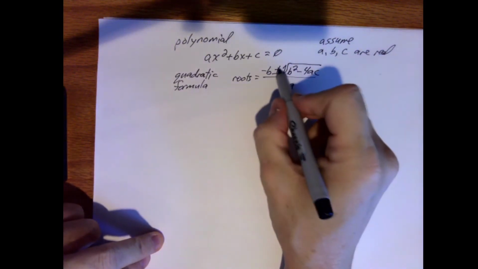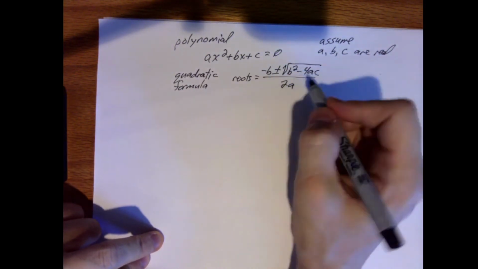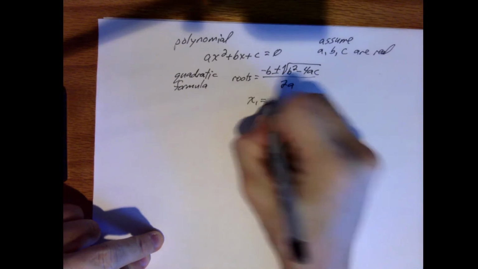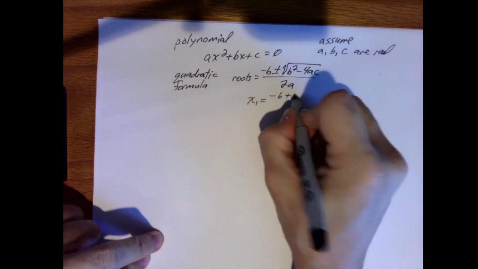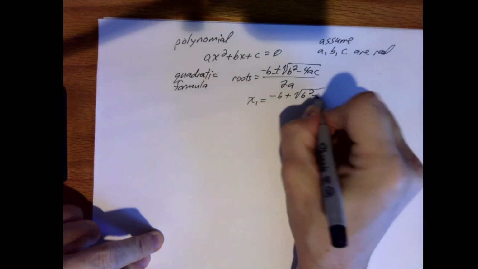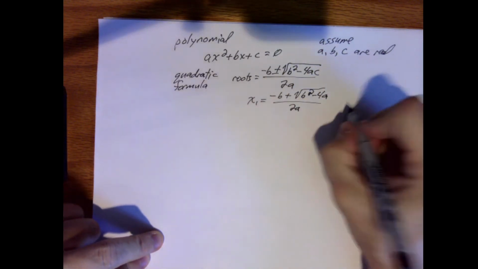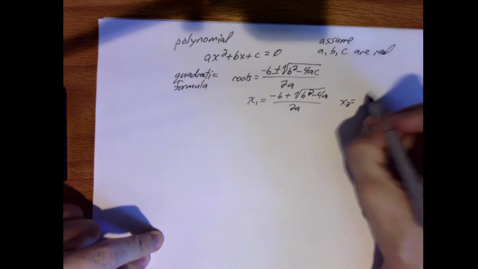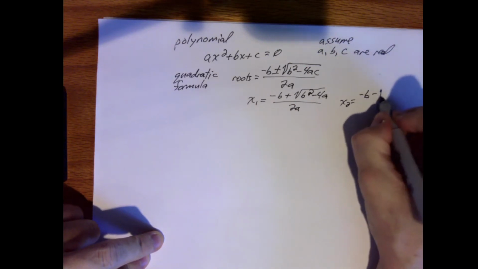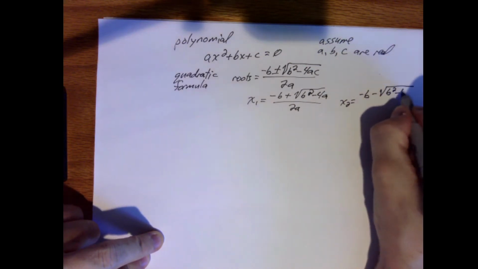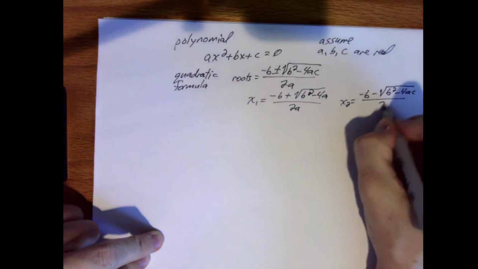And because of this plus minus in here, this really represents two roots. So we'll end up finding x1 is equal to minus b plus square root of b squared minus 4ac over 2a. And x2 is equal to minus b minus square root of b squared minus 4ac over 2a.